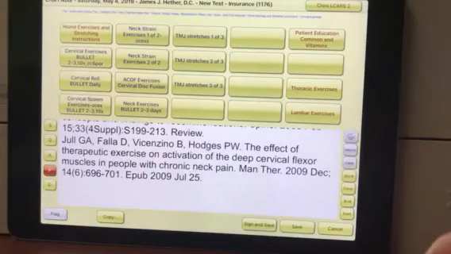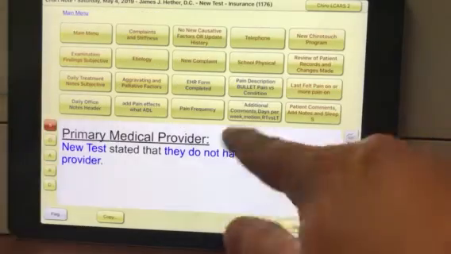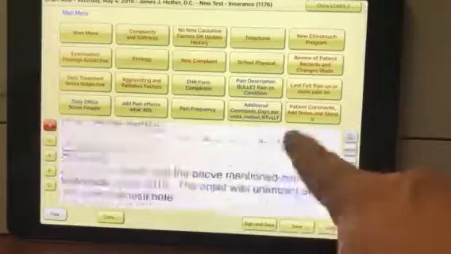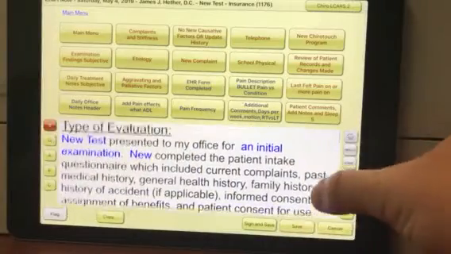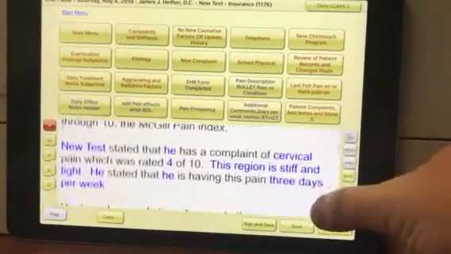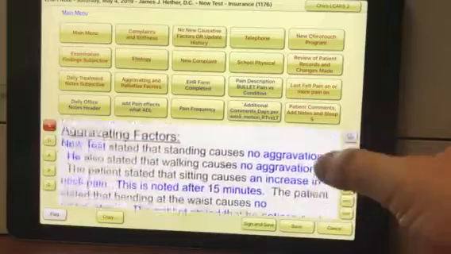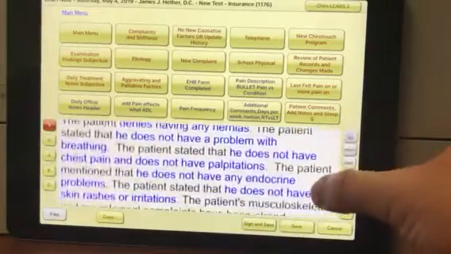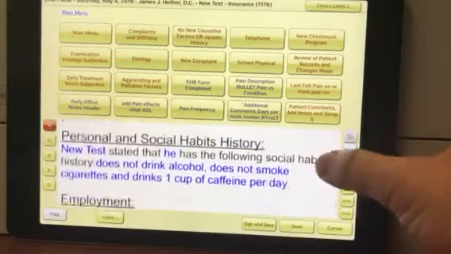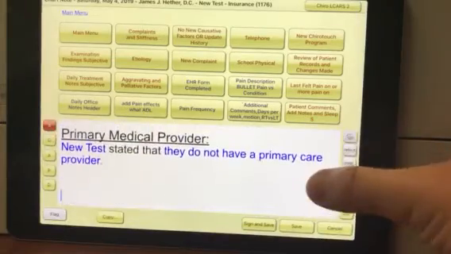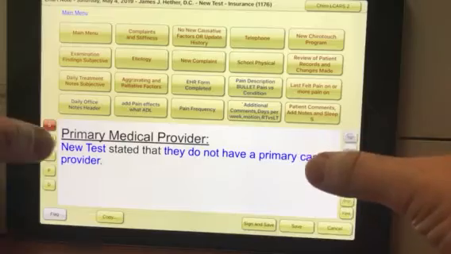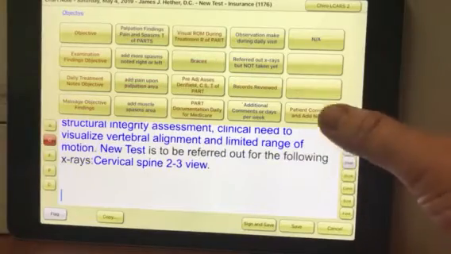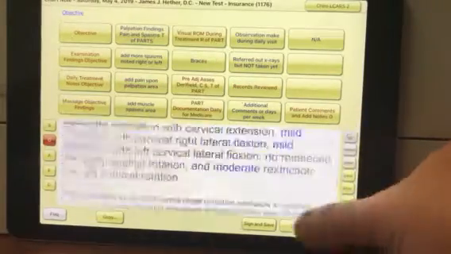That's pretty much it. So if I were to look at this examination on the iPad, we would say that it's a new patient exam with a single complaint, with their etiology, their assessment, their palliative, their general history, their review of systems, their personal history, their employment. And if I look at the clock, we're at 11 minutes. So it took about 11 minutes to do this exam.